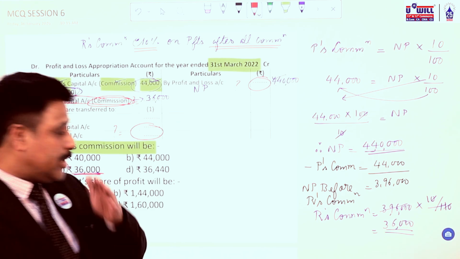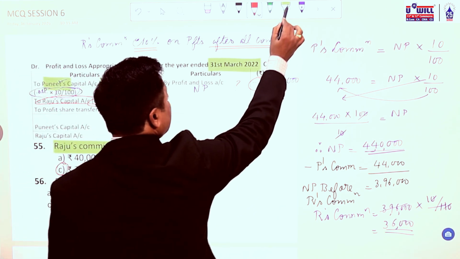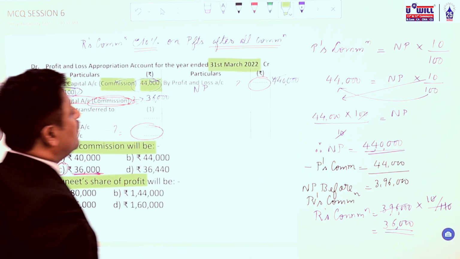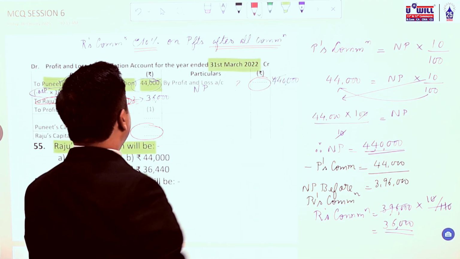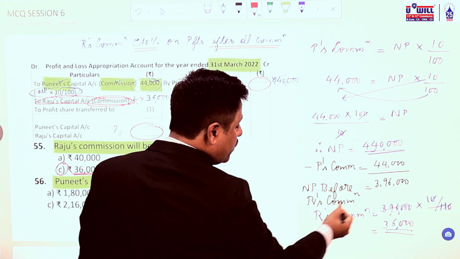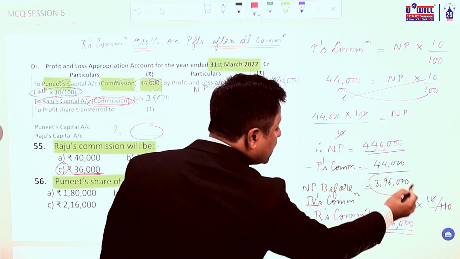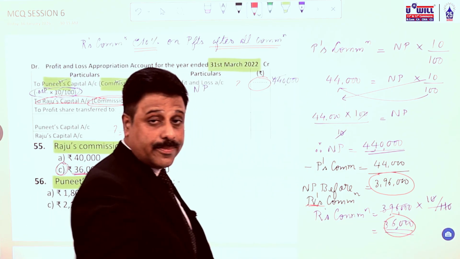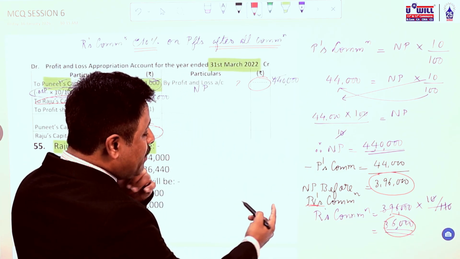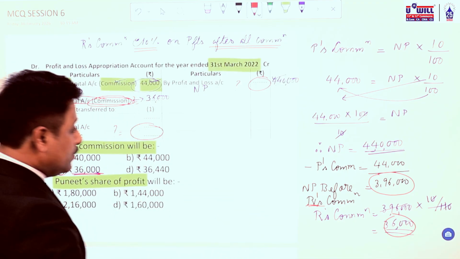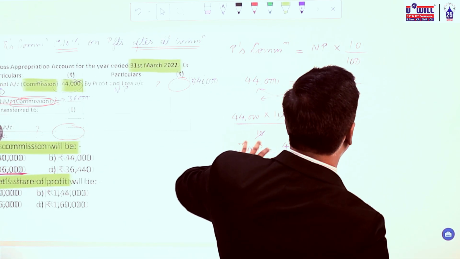The first answer is obtained. Now what is the second question asked to you? Puneet's share of profit will be how much? Before Raju's commission we already know the amount is 3,96,000. Further, Raju's commission we give 36,000. So whatever profit remains after giving Raju's commission will be distributed between the two partners. What is the amount of profit that will be distributed between the two partners?